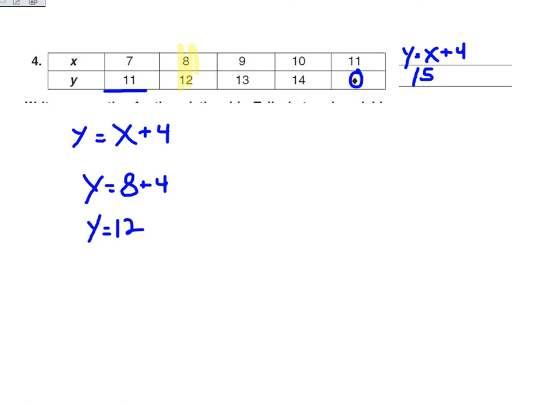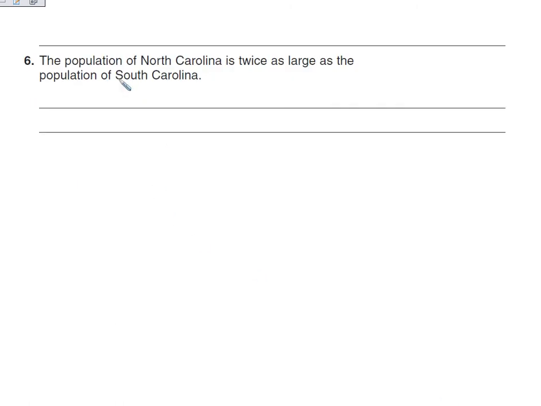So the population of North Carolina is twice as large as the population of South Carolina. We did this in class. And somebody wrote, let's write S for South Carolina. South Carolina equals N times 2, or 2N. Let's see if that makes sense.